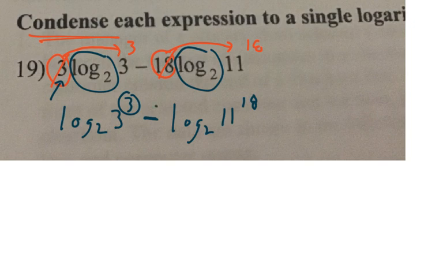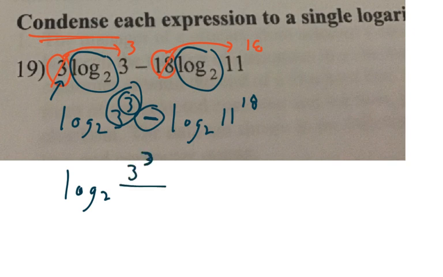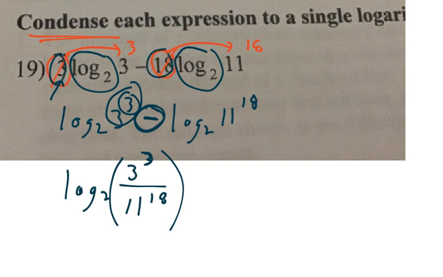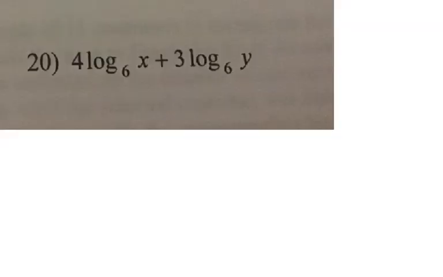Now, let's take care of the minus. The minus came from dividing. So we still have log base 2, but what we're going to do is take 3 to the 3 and divide it by 11 to the 18. Now you don't have to, but it may be nice to put parentheses around it. The key thing is the minus here became a divide. The multiplies in front became exponents.